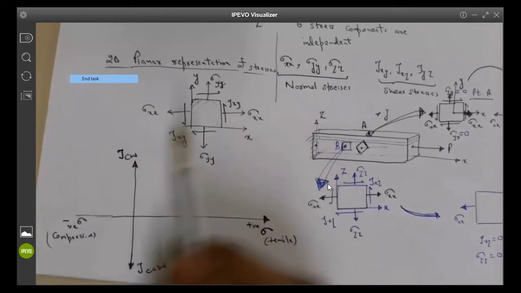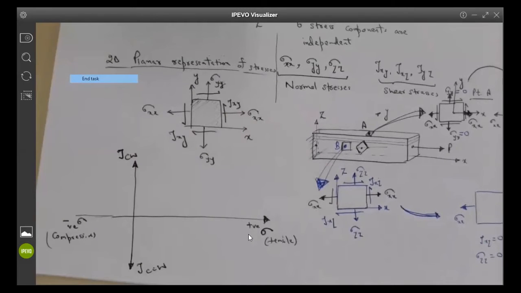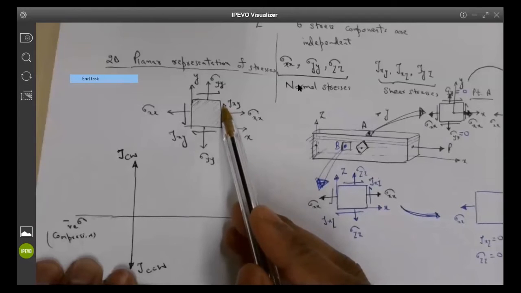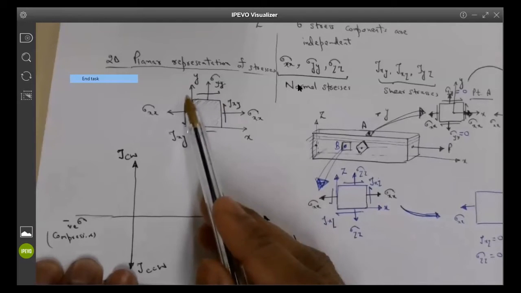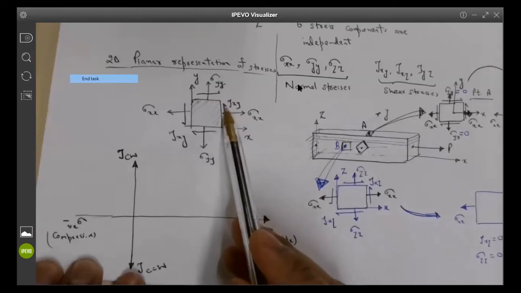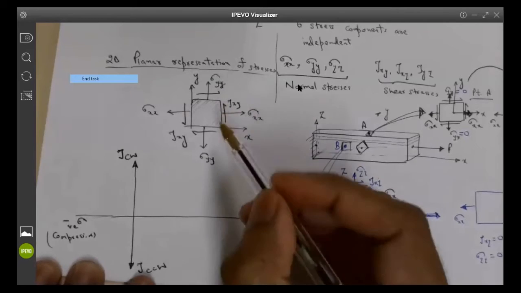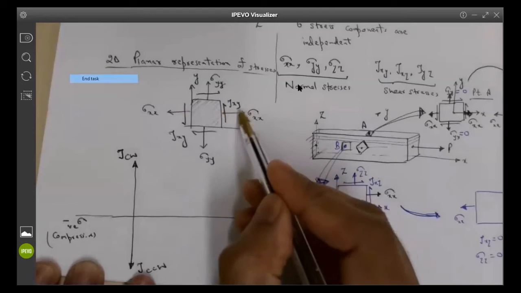So if I ask a student here, okay, Sean. Hello. Yeah, hi. Can you tell me what is the tendency of this shear stress to rotate this element? Is it going to rotate it clockwise or counterclockwise? Counterclockwise.